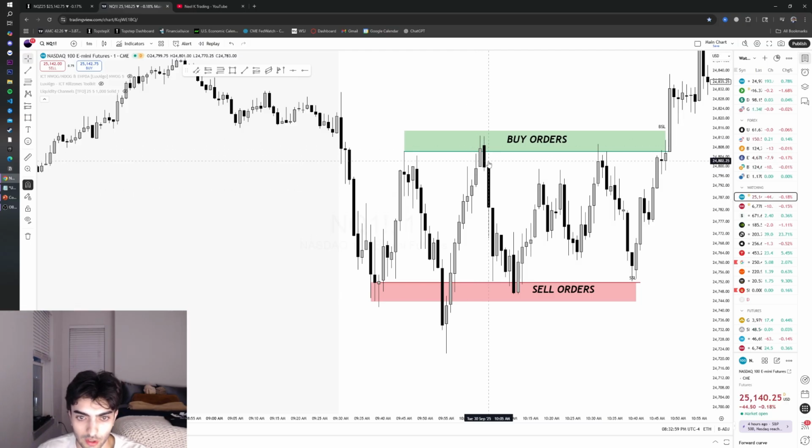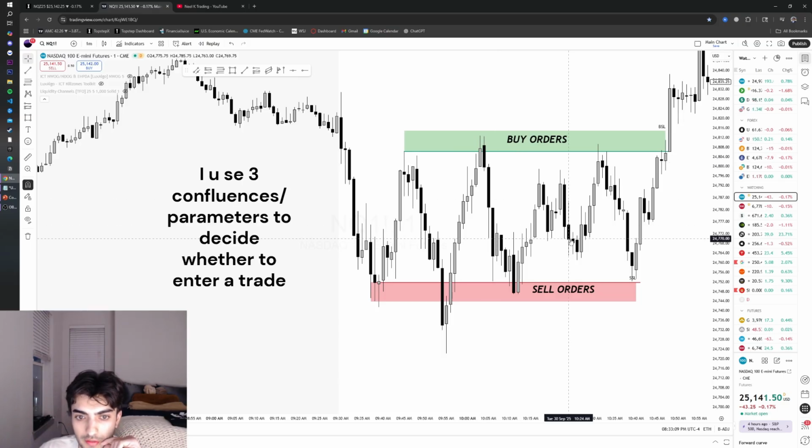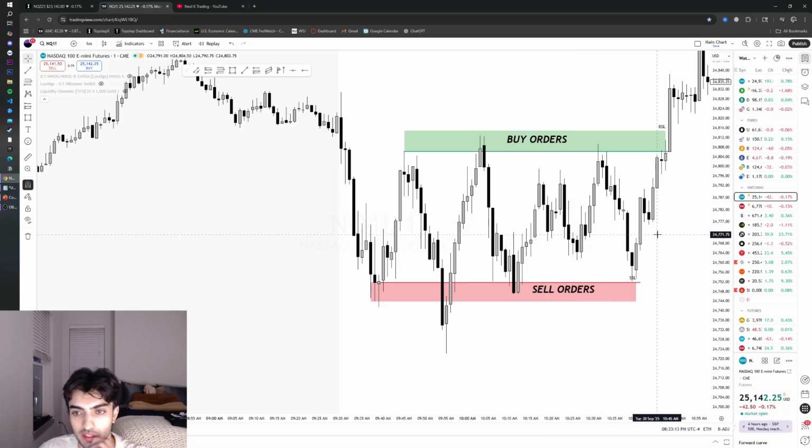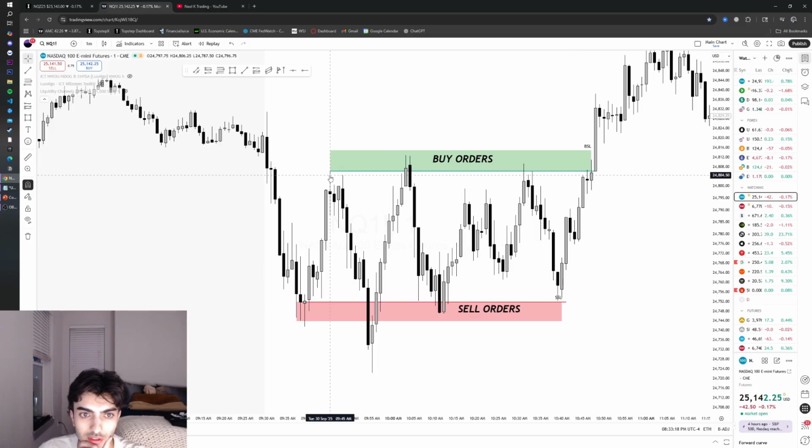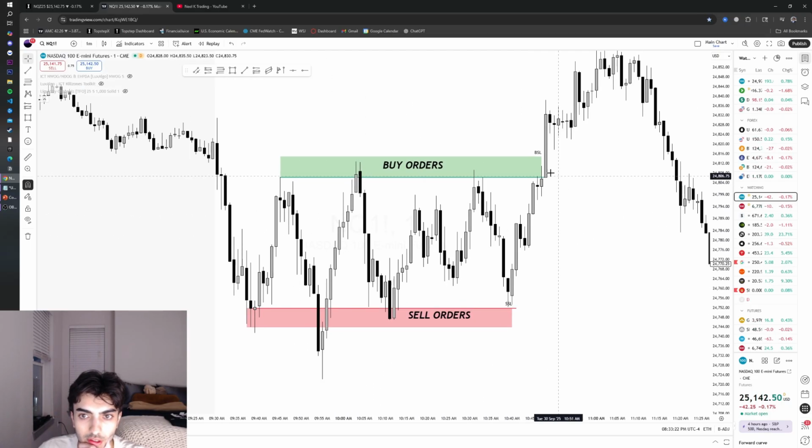So a lot of people could use this as a potential long. A lot of people will take their orders after seeing one of these get swept, but I would typically wait for more confirmation through different things I will be teaching later in this series. But it is essentially just the same area getting hit over and over again.